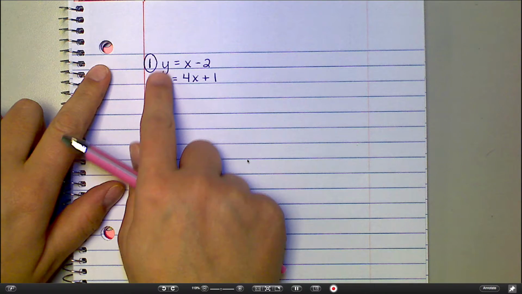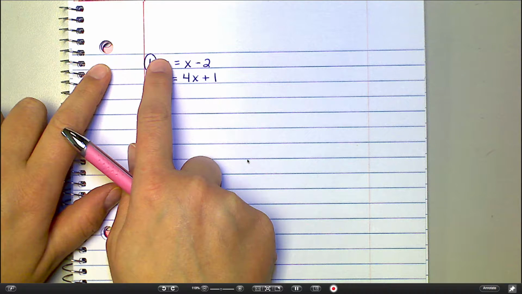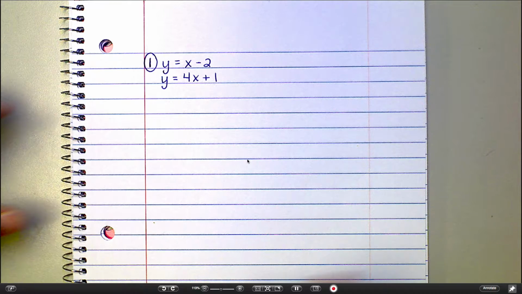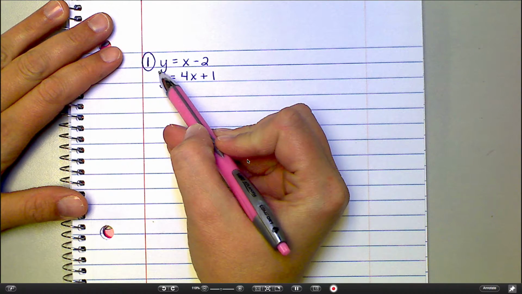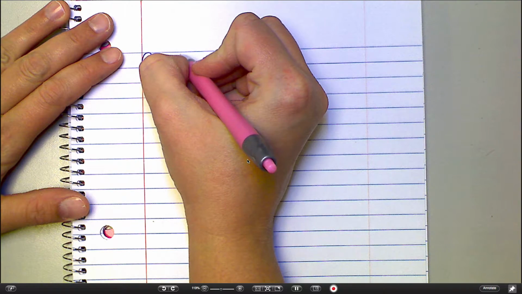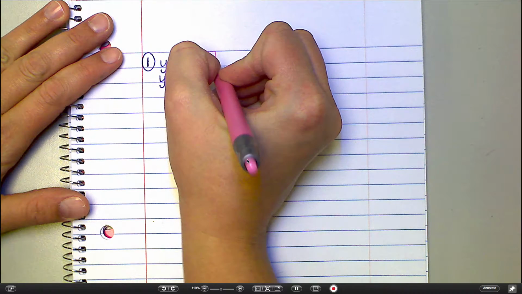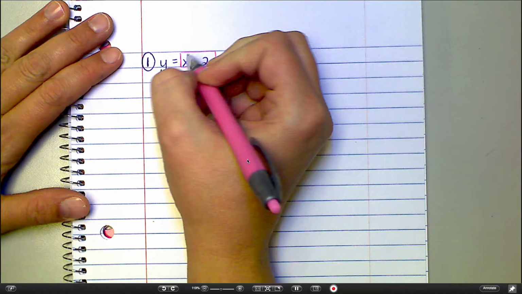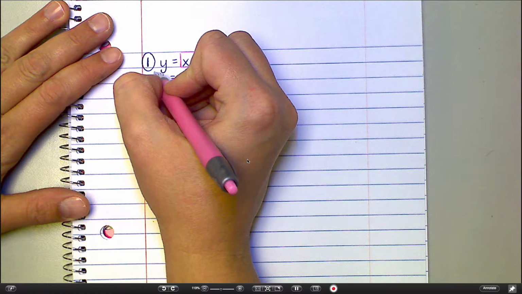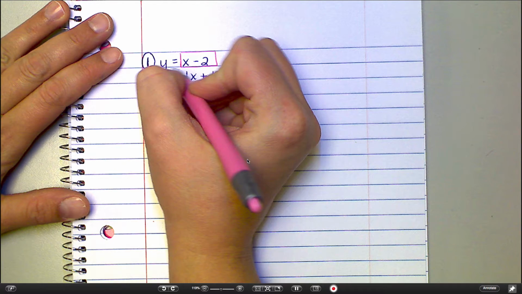In this problem, I happen to have two. I happen to have the y equals here and the y equals here. Really only need one, but it's okay to have two. So I'm going to take what y is equal to, which is this x minus 2, and I'm going to put it in place of y down here, okay?